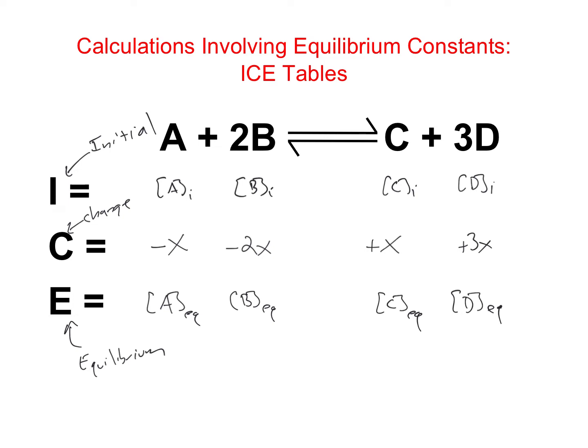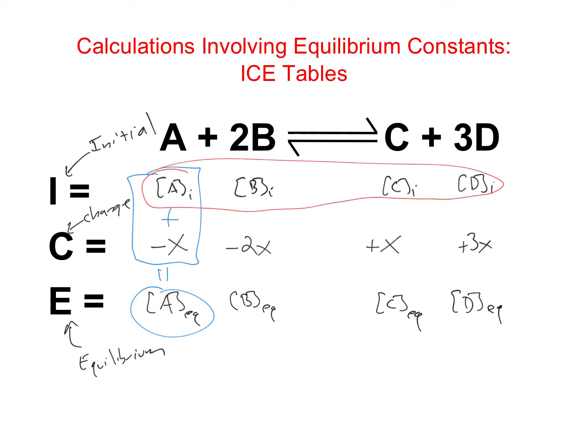Some other things that we can do with ICE tables: it is always true for any reactant or product that if you take the initial and add the change, that will be equal to the equilibrium concentration. And that's true for any of them. Another thing that's true, if you take the initial concentrations and plug that into the expression for K or Q, that's actually going to give you a Q. Whereas if you plug the equilibrium concentrations into the equilibrium constant expression, that's going to give you a K because we have the equilibrium concentrations.